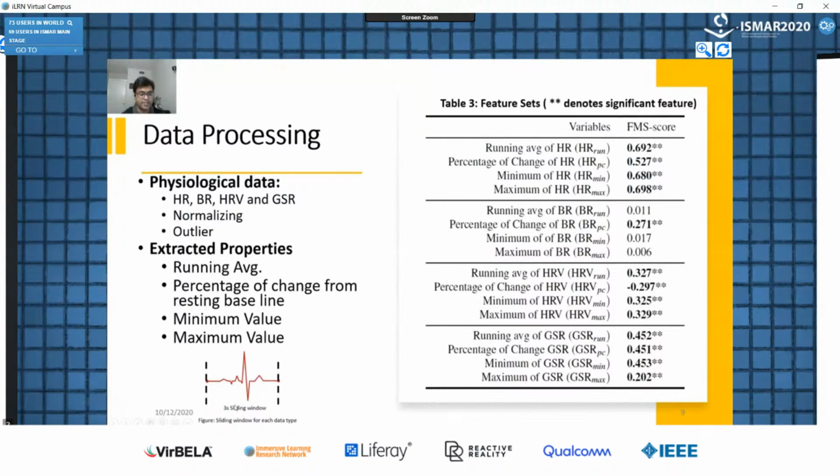Instead of considering the raw data, we considered a 3-second sliding window. So within that 3-second sliding window, we got these 4 features. And from those 4 different data, we got 16 features that we finally did a correlation analysis on, and we found that a couple of these features are not significant, so we got rid of those.